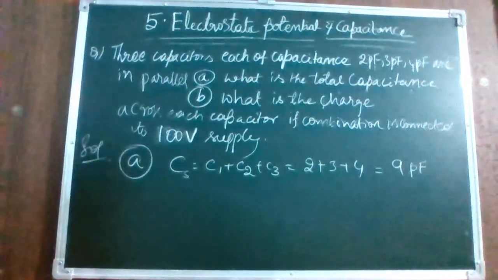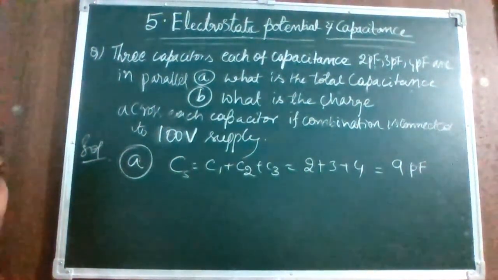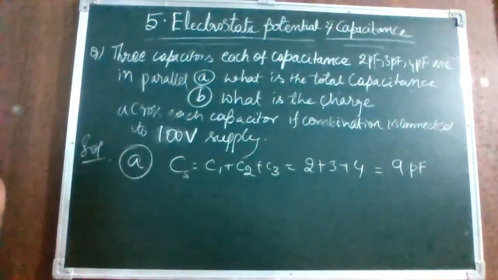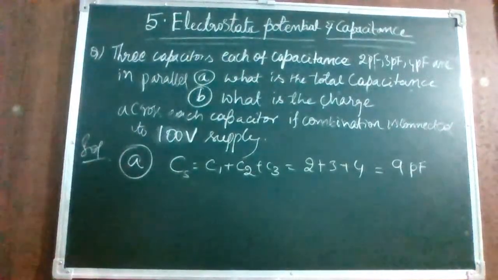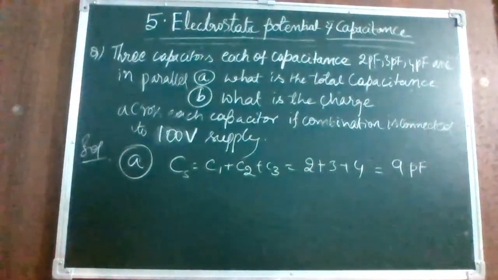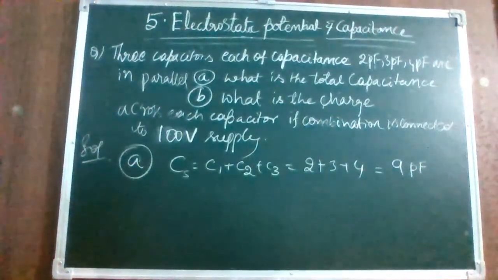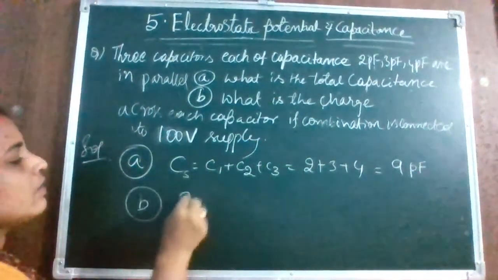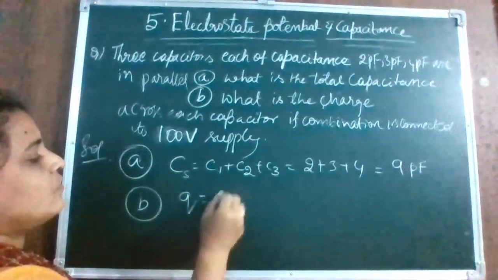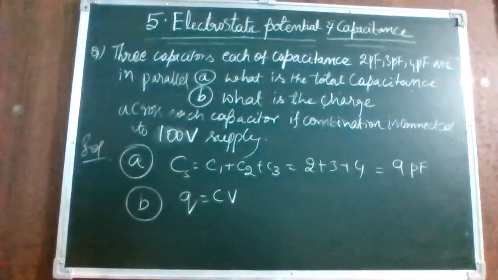9 picofarads, we can convert into farads also, 9 into 10 to the power of minus 12 farads we can write. Or 9 picofarads is enough for this one. And he asked the second question, the charge across each capacitor in the combination. For that one, we have the formula Q is equal to CV.